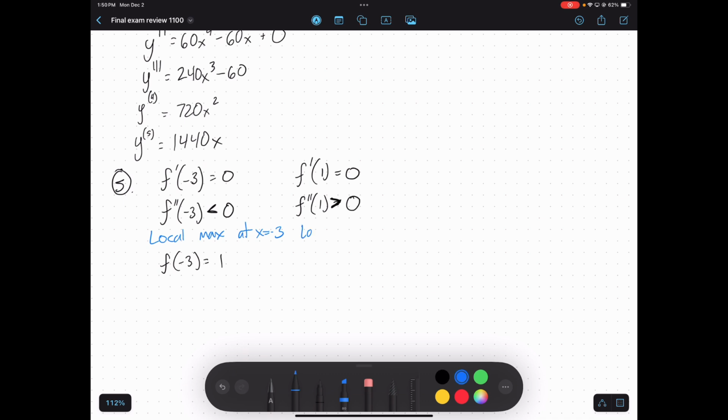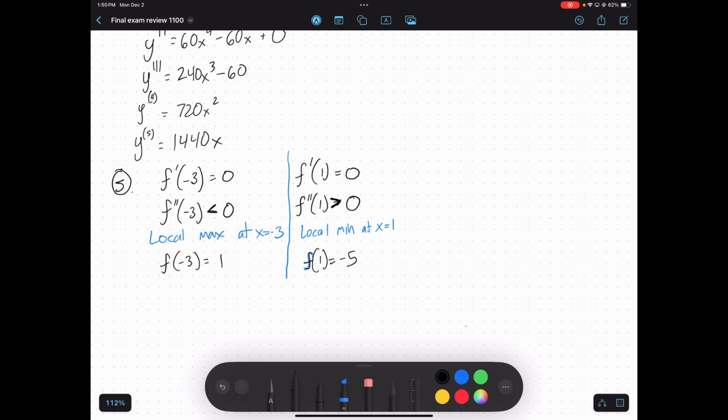Local min, right, because that tells me it's concave up. If I have upwards curvature, then it's a local min. Right? If I know I have a critical point, if it's flattening out, but it also has upwards curvature, I know I'm working with a local min. And then it also tells me that f of 1 is equal to -5. So that tells me what the y value is there.